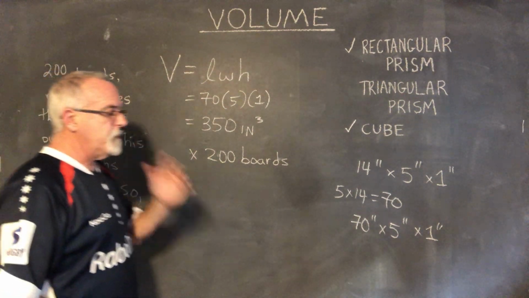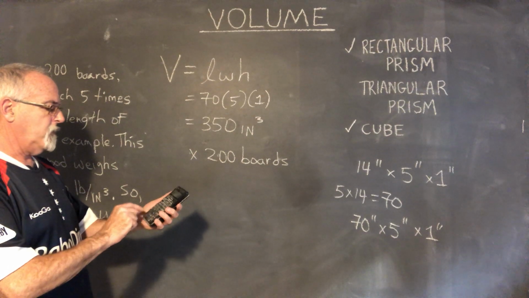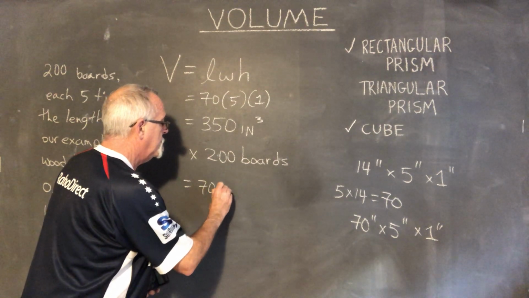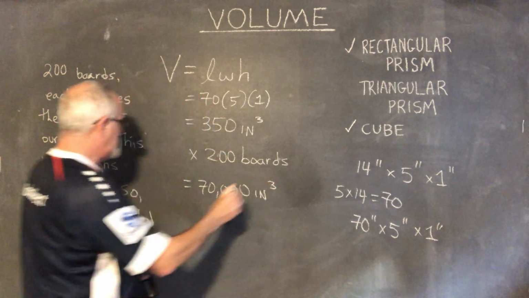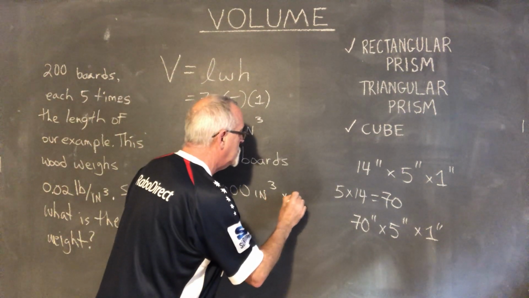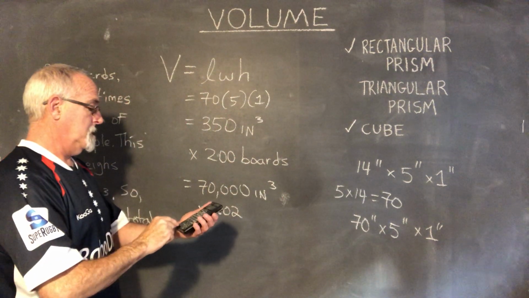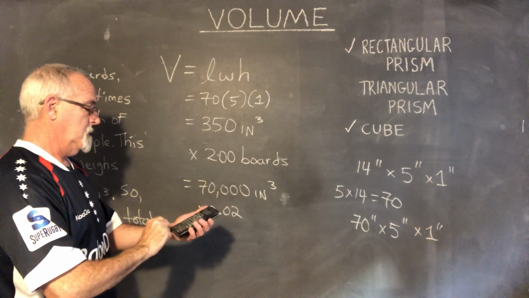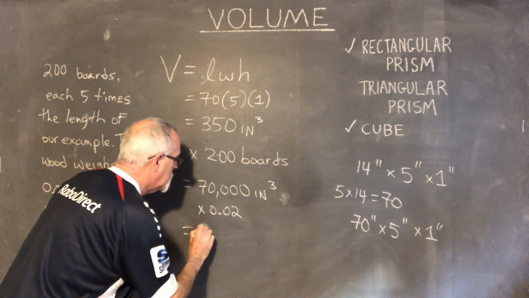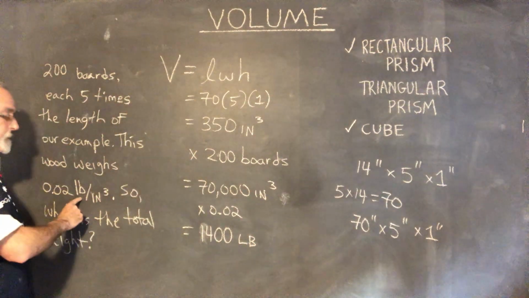Okay, times 200 boards. So 350 times 200, that's just a multiplication. It's going to be 70,000. Is that going to be it? 350 times 200 equals, yes, 70,000 inches cubed. And now I just have to multiply it by the weight per inch cubed, which is 0.02. So I'm multiplying times 0.02. That's 1,400. That means, not dollars, it's going to be 1,400 pounds because this was pounds per cubic inch.